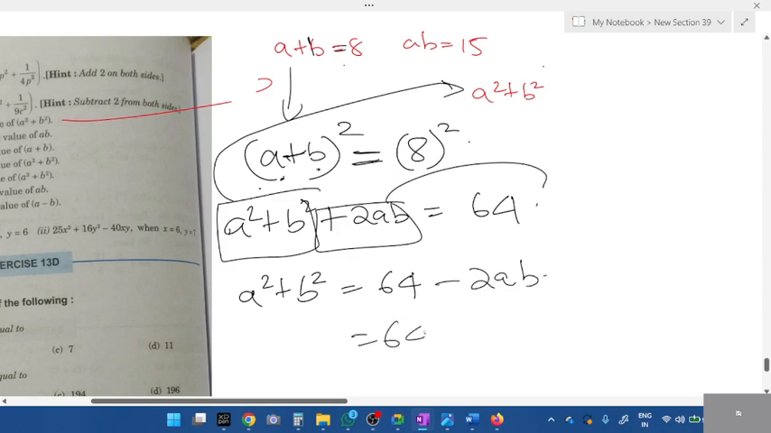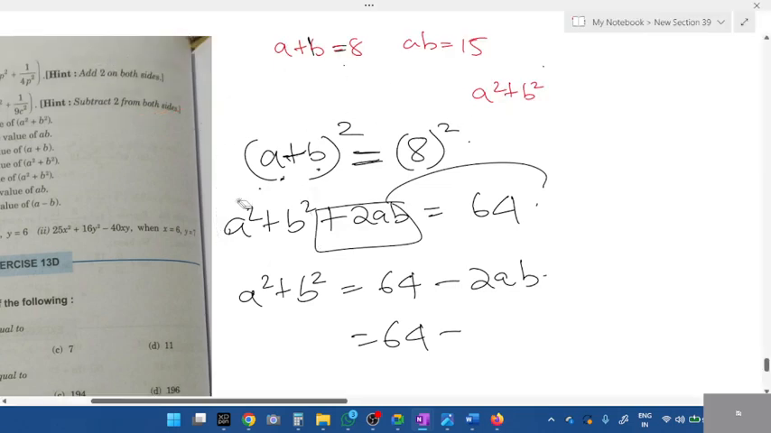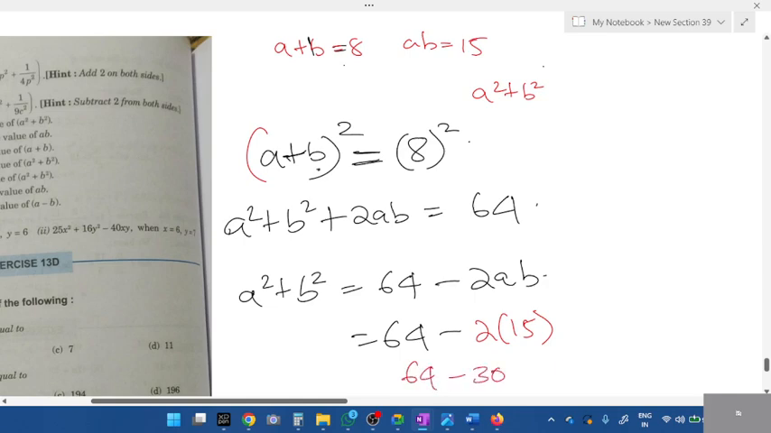Now 64 minus, what is the ab value given? In the question, what is ab, students? ab is 15. This is the second type of question you saw. 2 into 15. So 64 minus 30, the answer is 34. So therefore, a square plus b square is equals to 34 is the answer.